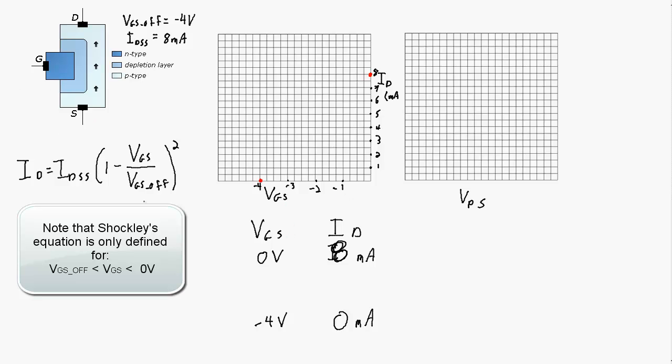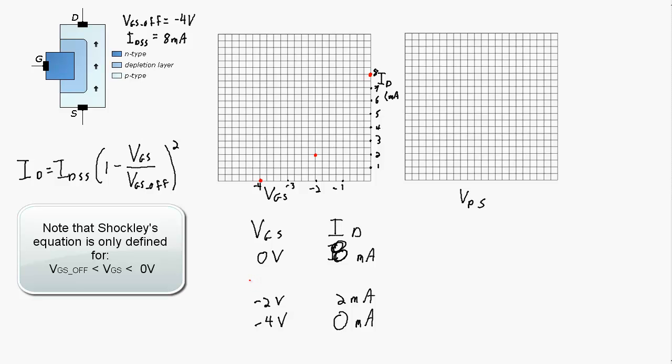What about some points in between? If we choose minus 2 volts here, plug in minus 2 volts. Minus 2 over minus 4 is 1/2. 1 minus 1/2 is 1/2. Squared is a quarter, so this is going to be IDSS over 4. So 8 milliamps over 4 gives us 2 milliamps. And that point on the graph is minus 2 volts, 2 milliamps.